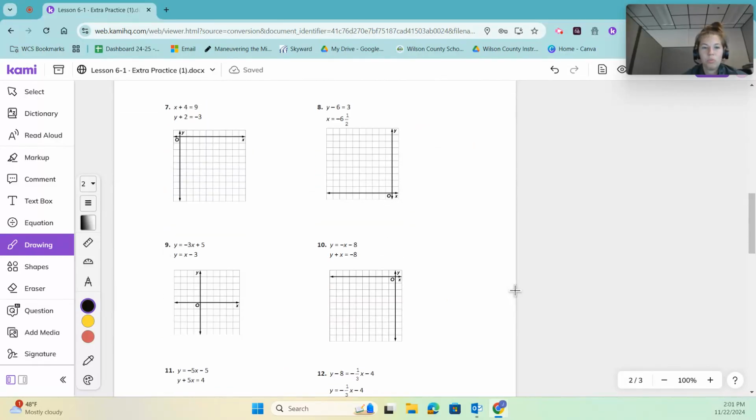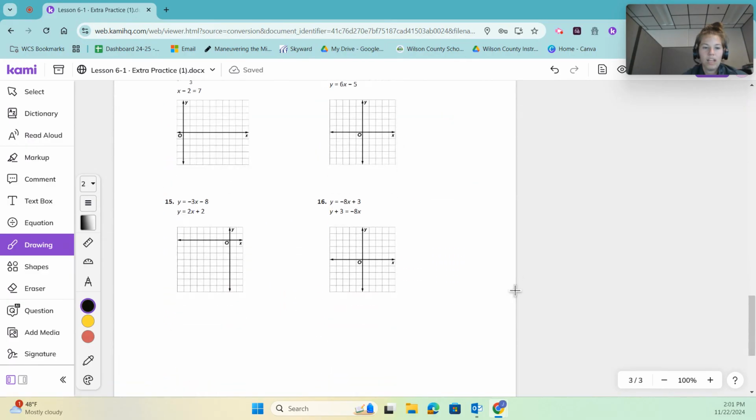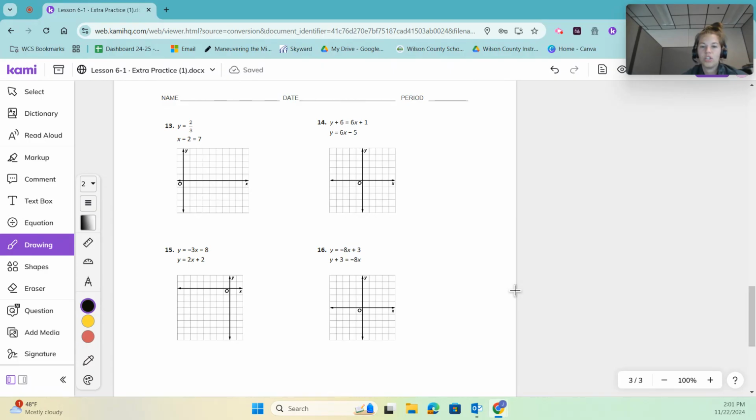There are several more problems here that you can try on your own, as well as these ones too, if you would like.